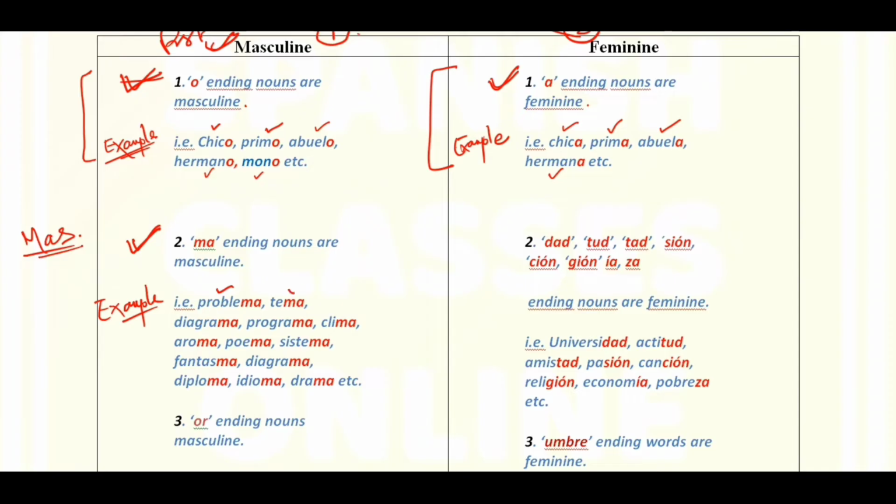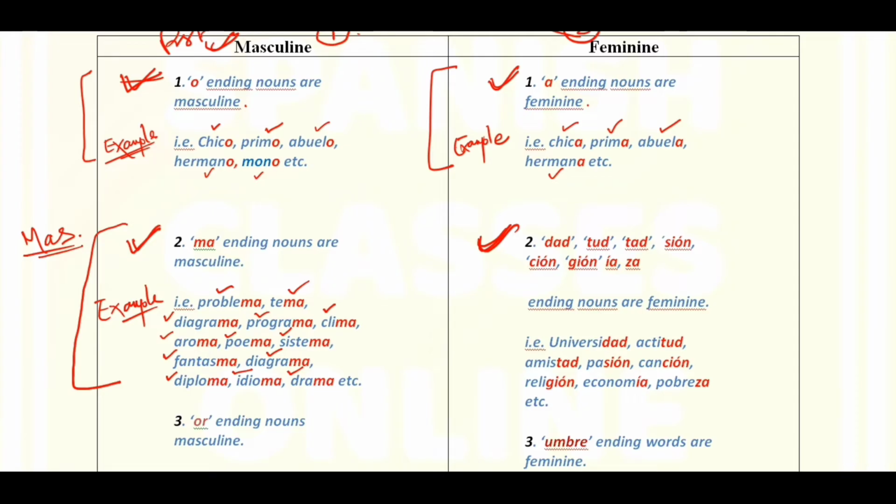We can repeat it: problema, problem; tema, topic; diagrama, diagram; programa, program; clima, climate; aroma, smell; poema, poem; sistema, system; fantasma, ghost; diploma, diploma; idioma, language; drama, drama. This is the second point. MA-ending nouns are masculine in nature.